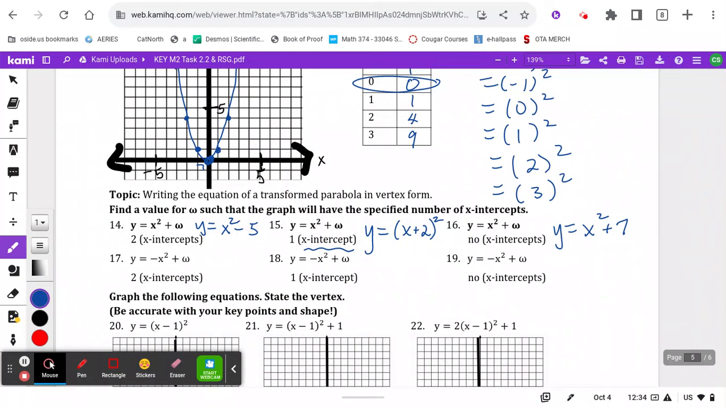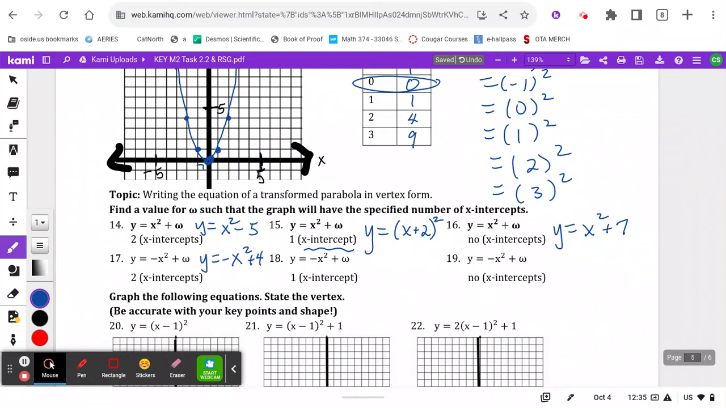Now taking the original parent function and flipping it upside down, that's y equals -x squared. To have 2 x-intercepts, we want to move it slightly up. So -x squared, for example, plus 4, that would move it up enough to have 2 x-intercepts.